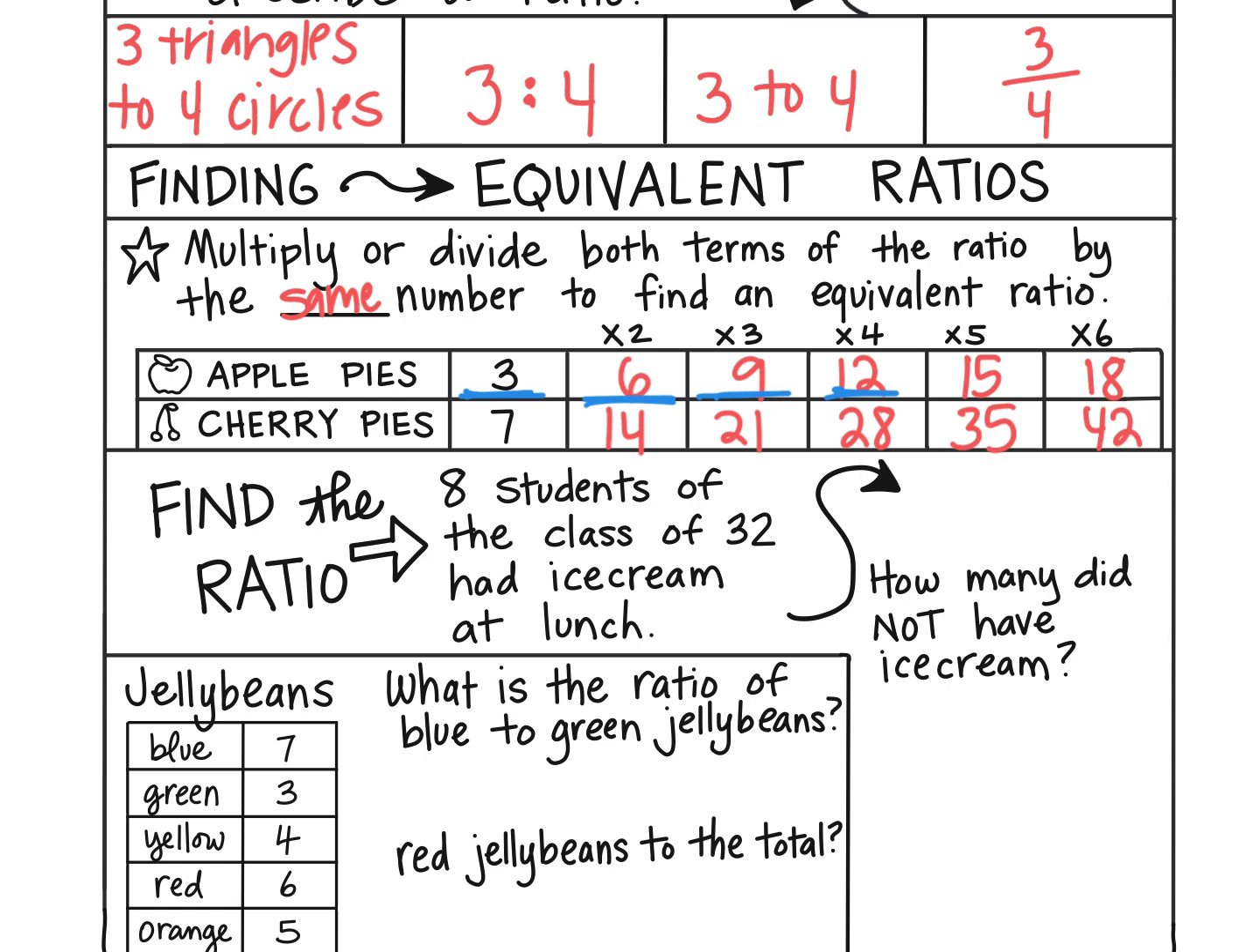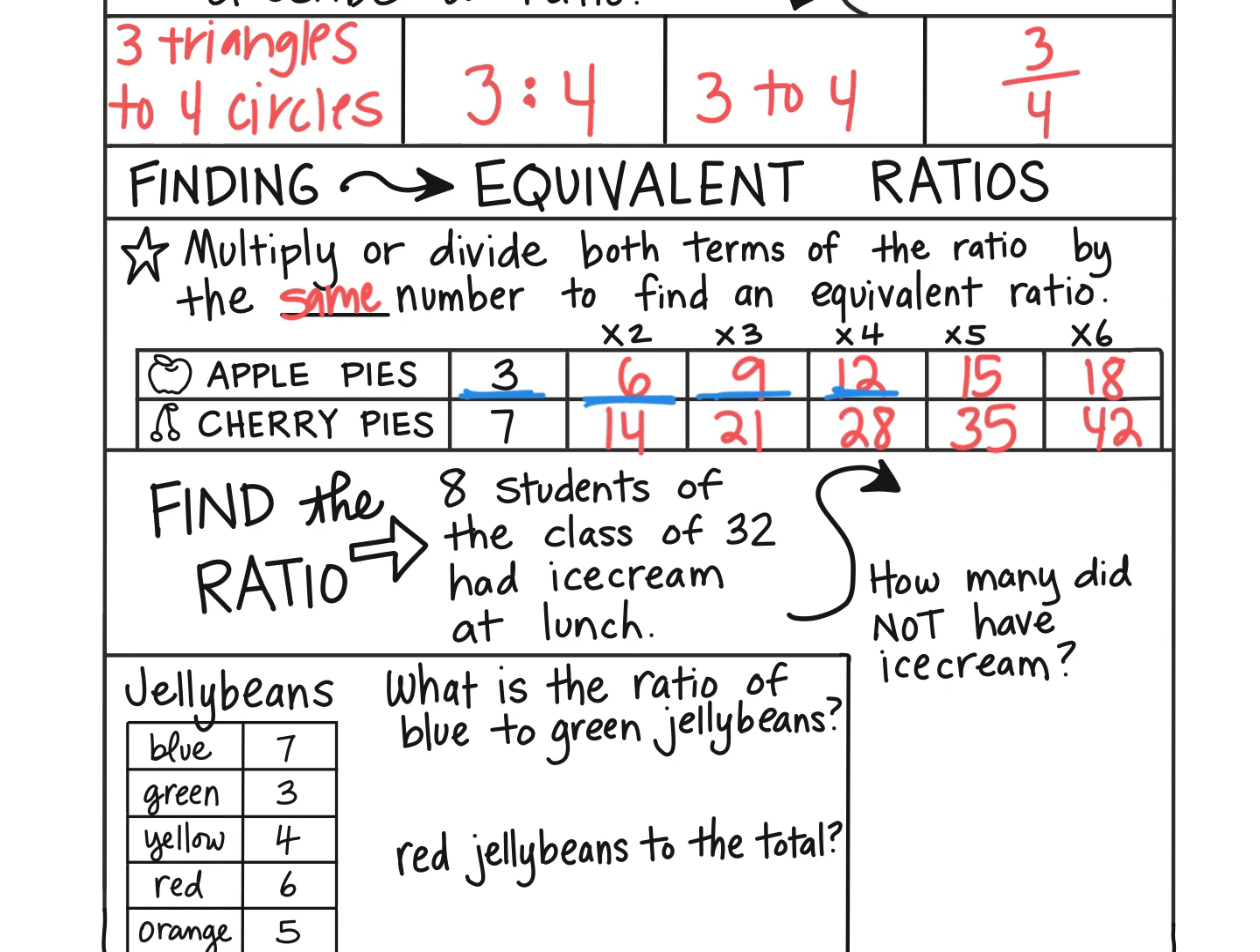Okay, let's go below and see the problem it's giving me. It says 8 students of the class of 32, 8 out of 32, had ice cream at lunch. What is the ratio of the students who did not have ice cream? First, what is the ratio of students that had ice cream to the total number? What would that be? 8 to 32.